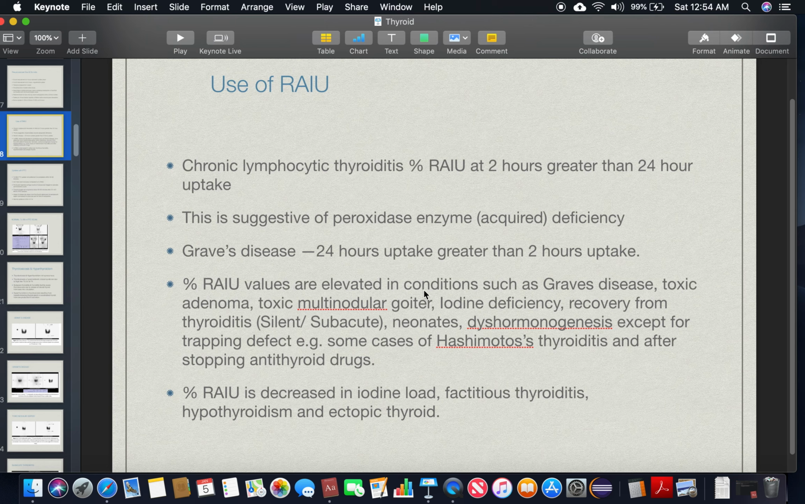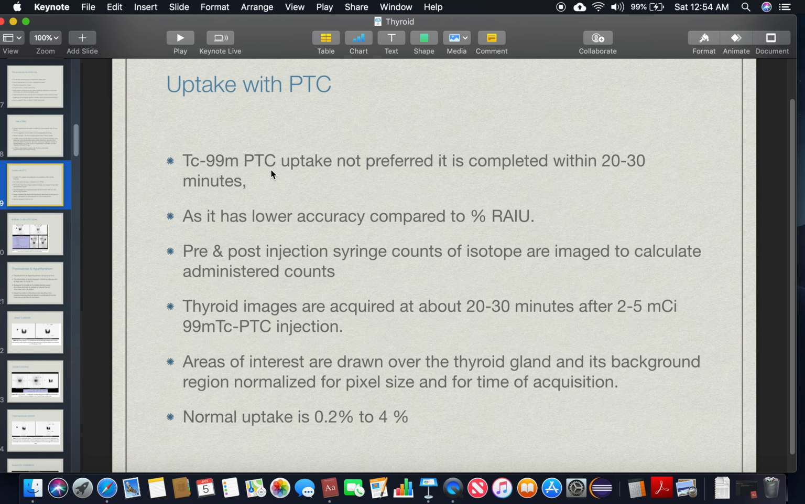Percentage radioactive iodine uptake is elevated in conditions like Graves' disease, toxic adenoma, toxic multinodular goiter, or iodine deficiency, if the patient is recovering from thyroiditis, in neonates in case of dyshormonogenesis, and after stopping anti-thyroid medication. The uptake values are decreased if the patient had an iodine load, factitious thyroiditis, hypothyroidism, and ectopic thyroid. Now, you can calculate the same thing with pertechnetate.